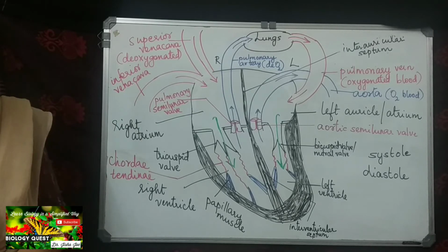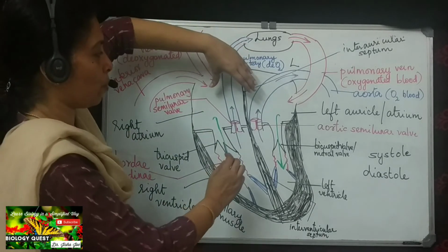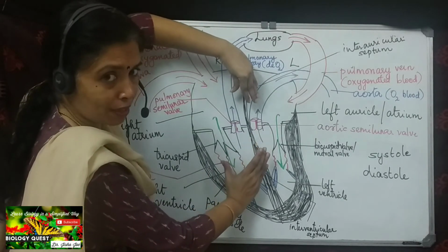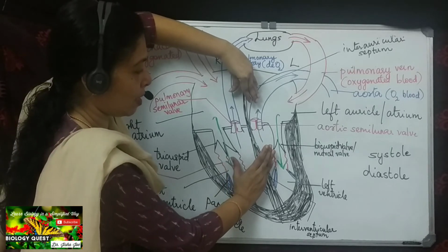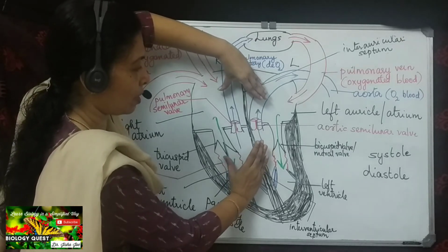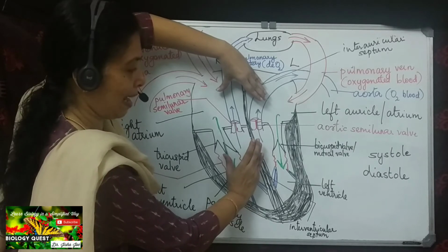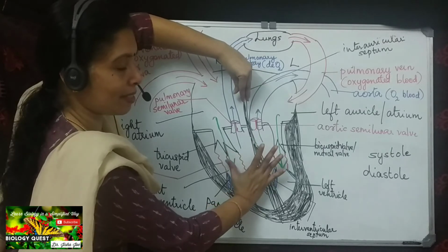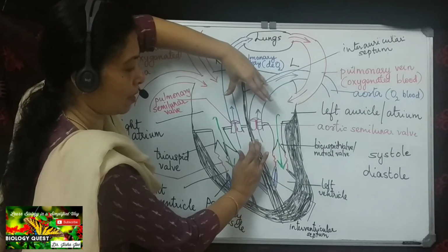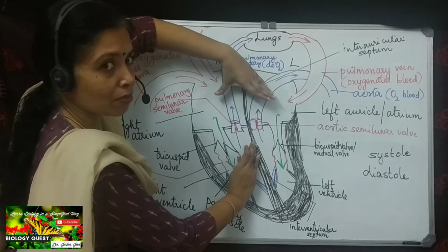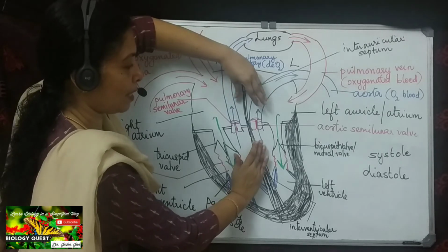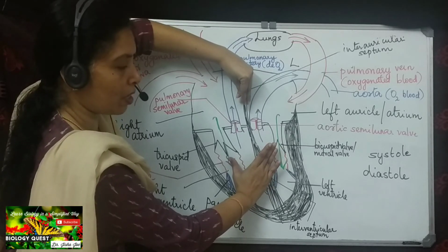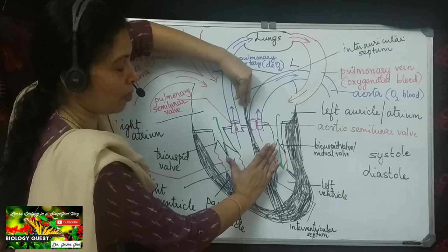Now once again I am just showing it. When the auricles contract, the ventricles are in the diastolic phase. Then when the ventricles contract, the auricles expand or relax. Look at my hand: this is the contraction phase and this is the relaxation phase. This is the contraction phase of the ventricle and relaxation phase of the auricle. In between there is a phase. This is the systolic phase of the auricle and the diastolic phase of the ventricle.